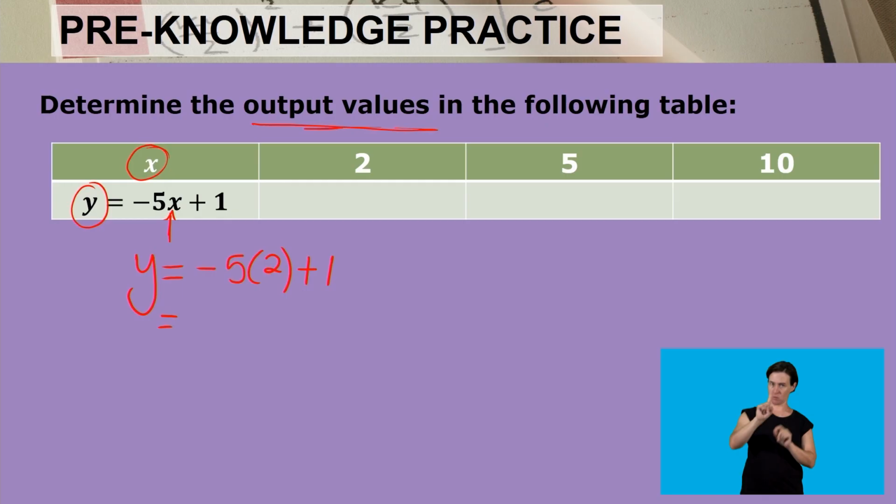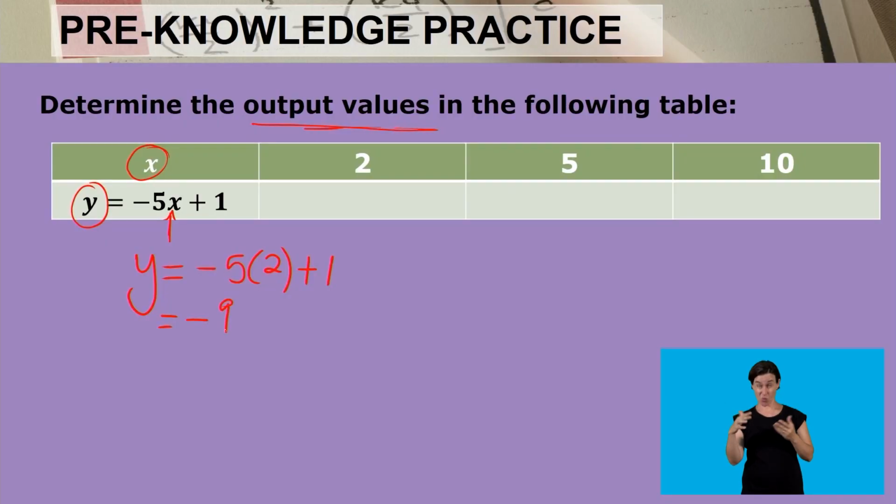So what is negative 5 multiplied by 2? Yes, that gives us an answer of negative 10. And when we add 1 onto that, that is going to give us an answer of negative 9. So when 2 is the input value, the answer there is negative 9. We are just going to fill that out in our table. So that is a negative 9.